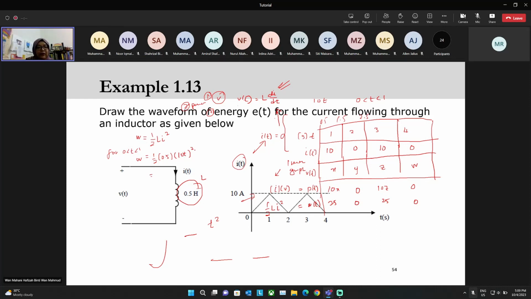So sekarang ni W yang you dapat tu adalah dalam sebutan T. Ini 100T kuasa 2 bahagi 2, 50 bagi 2 lagi 25 T kuasa 2. Ini sebutan energy dalam sebutan T. Okay? So bila you tukar this one dengan 0, you dapat 0. Bila you tukar dengan 1 second, you dapat 25 joule. Okay, so sama juga dengan jawapan yang kat sini sebenarnya.